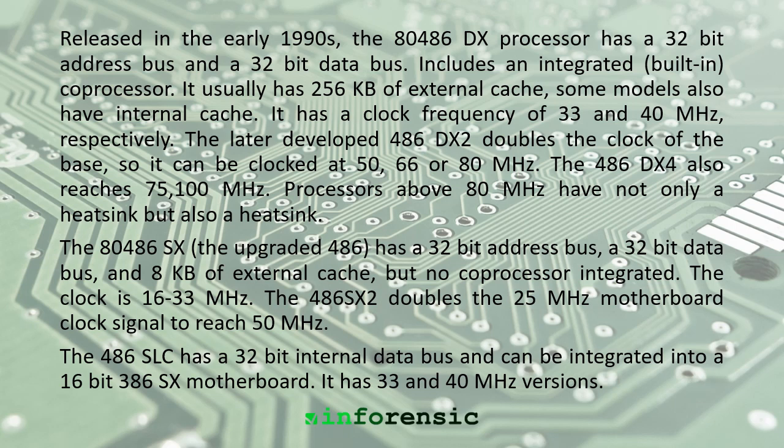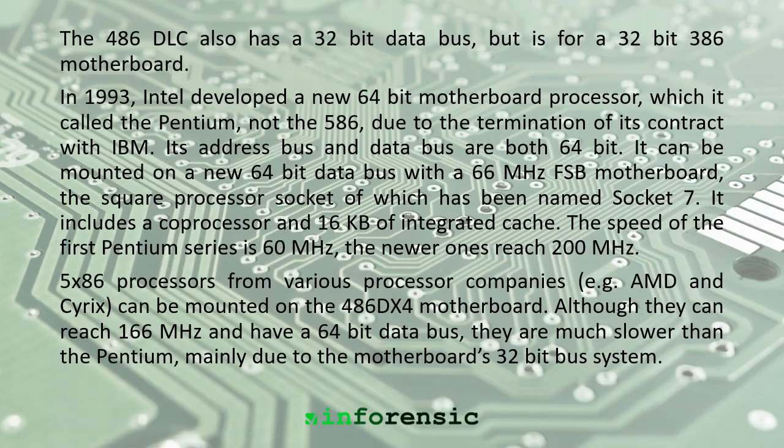The 80486SX, the downgraded 486, has a 32-bit address bus, a 32-bit data bus, and 8 KB of external cache, but no integrated coprocessor. The clock is 16 to 33 MHz. The 486SX2 doubles the 25 MHz motherboard clock signal to reach 50 MHz. The 486SLC has a 32-bit internal data bus and can be integrated into a 16-bit 386SX motherboard. It has 33 and 40 MHz versions. The 486DLC also has a 32-bit data bus but is for a 32-bit 386 motherboard.